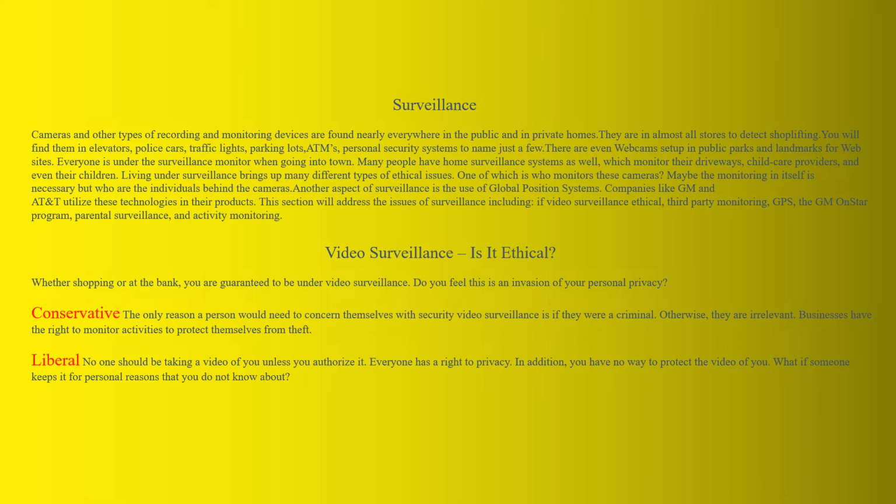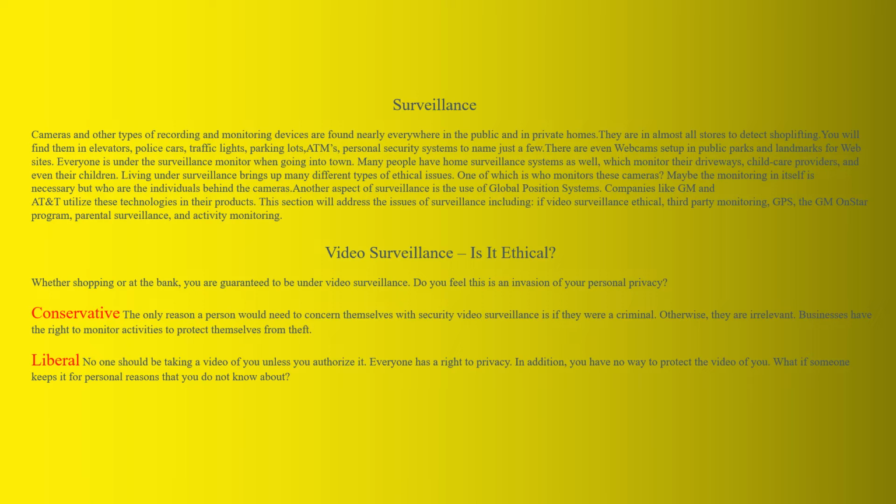Surveillance. Cameras and other types of recording and monitoring devices are found nearly everywhere in public and in private homes. They are in almost all stores to detect shoplifting. You'll find them in elevators, police cars, traffic lights, parking lots, ATMs, personal security systems, to name just a few. There are even webcams set up in public parks and landmarks for websites.